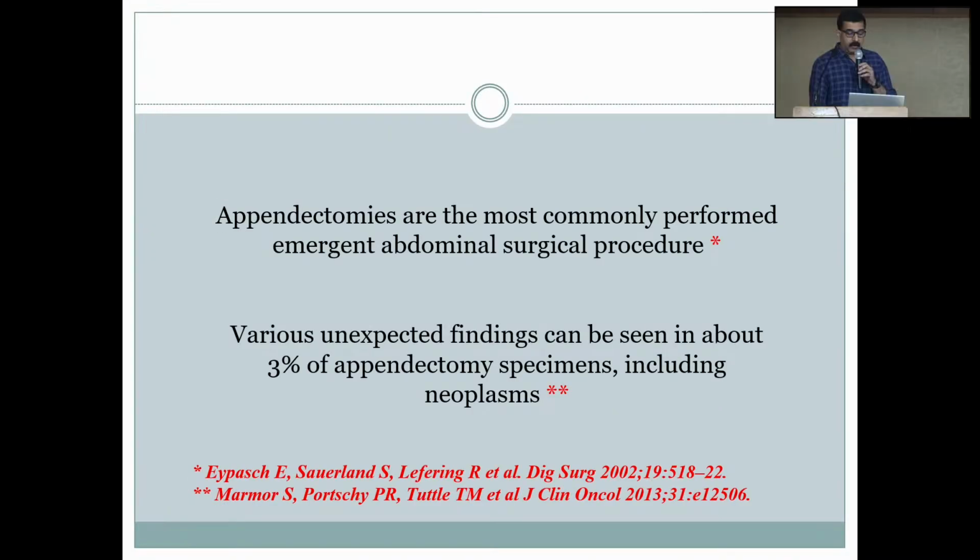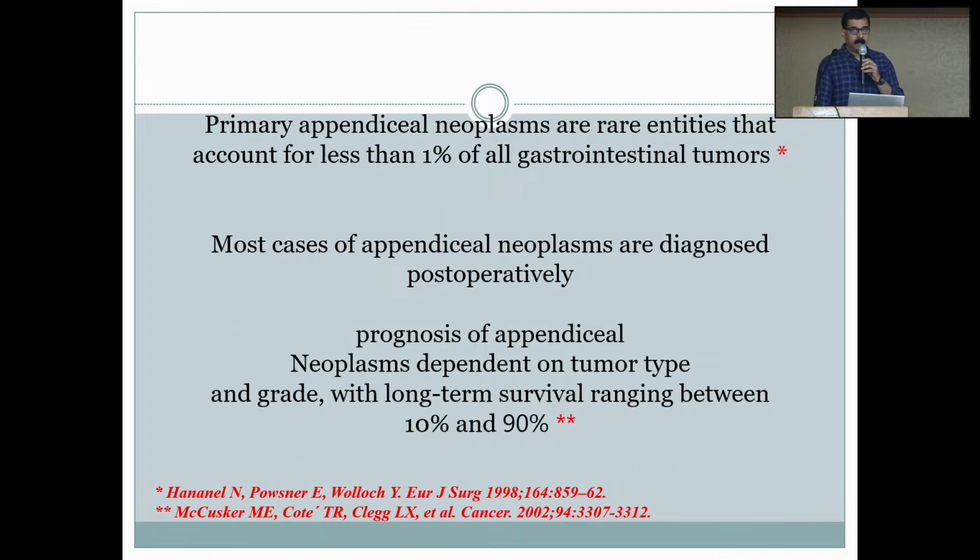Most of the tumors are diagnosed post-operatively, as a pathological surprise. Majority of the slides in my presentation describe the pathology, because we should have an idea about the pathology before we come to the management. As we all know, appendectomy is one of the most commonly performed emergency abdominal surgeries, with 3% of specimens showing a pathological surprise as malignancy or neoplasm. It can be benign as well. Primary appendiceal neoplasms are less than 1%.